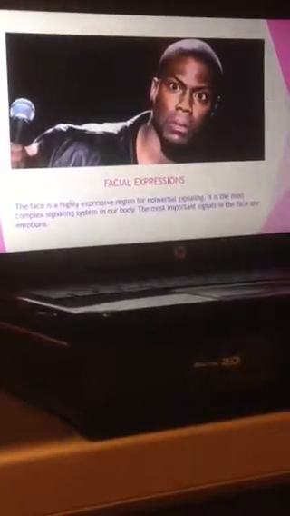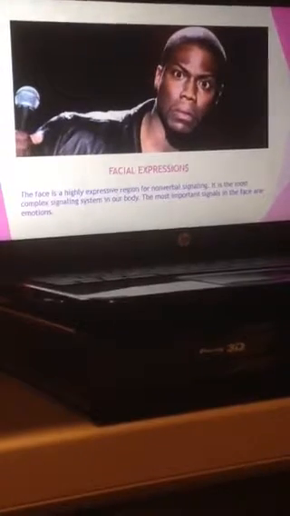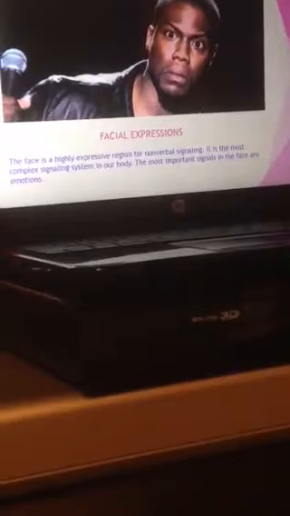Right. This is a facial expression. The face is a highly expressive region for nonverbal signaling. It is the most complex signaling system in our body. The most important signals in the face are referred to as emotions.